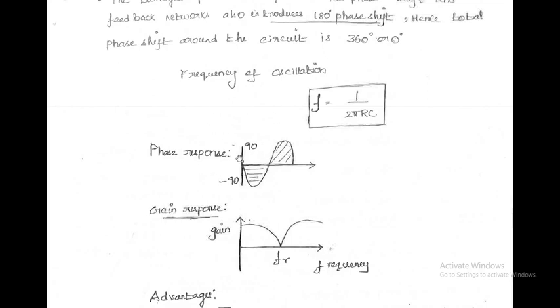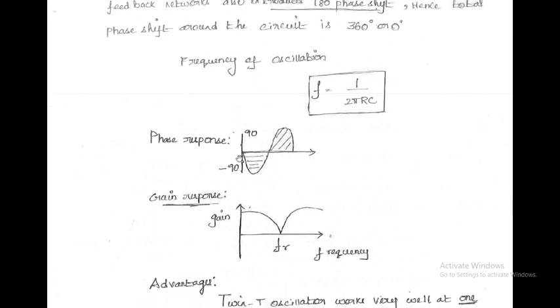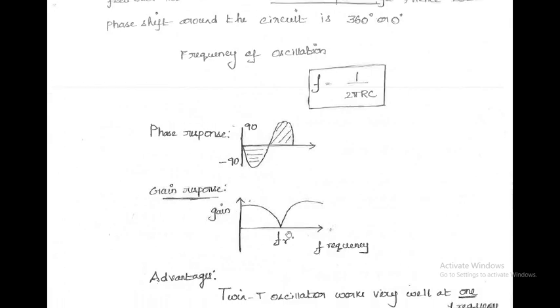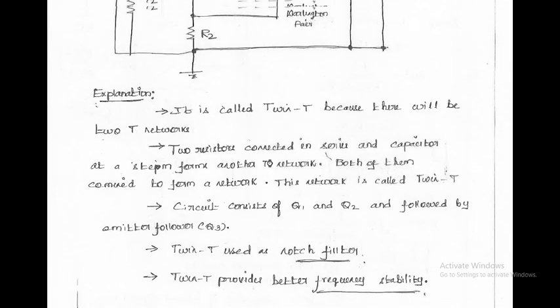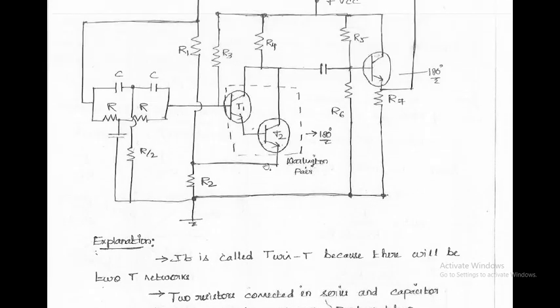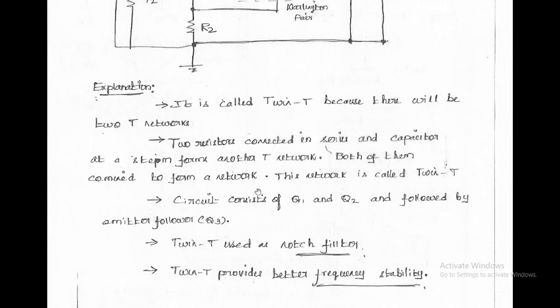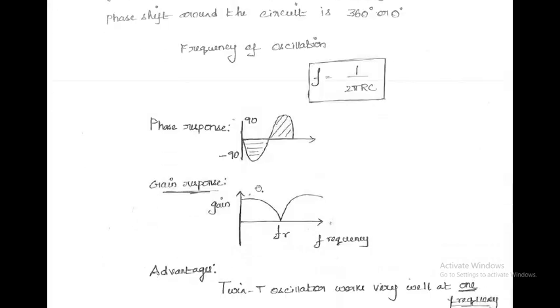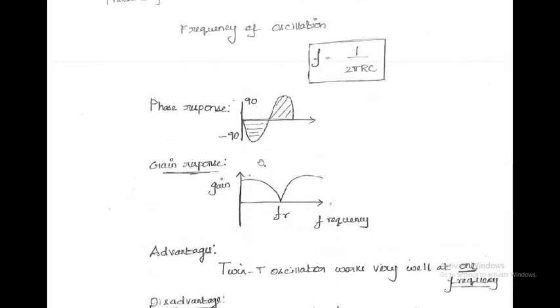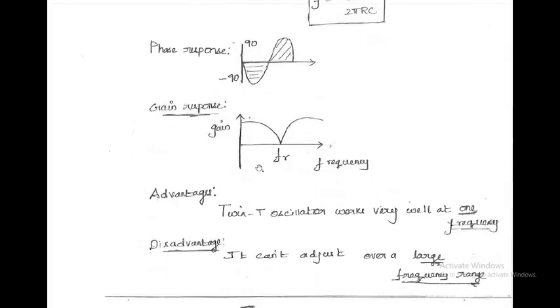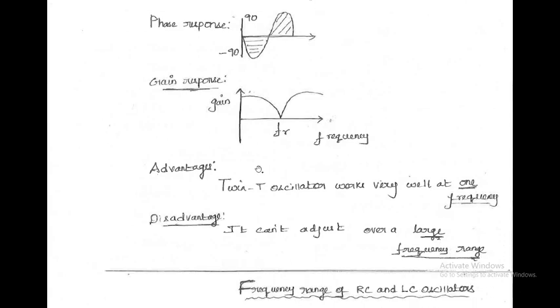This is the phase response of the twin T oscillator, and in the gain response, this is FR, the resonant frequency. When f equals FR, this circuit does not produce any phase shift. That is the concept of f equal to FR. So overall, the frequency of oscillation equation is f equal to 1 by 2 pi R into C. Now let me see the advantages of the twin T oscillator.